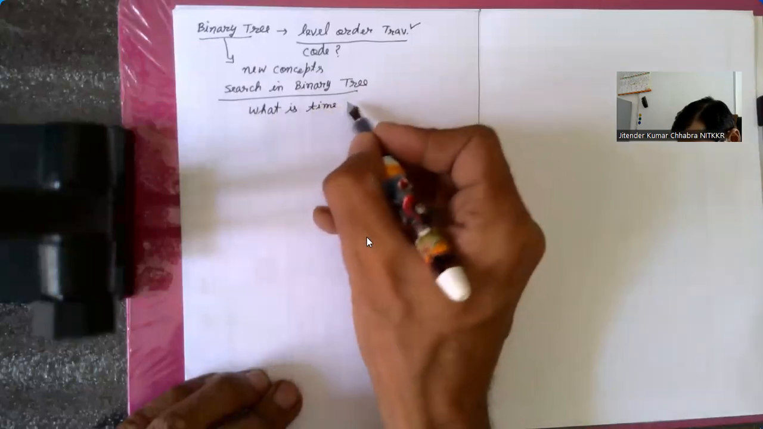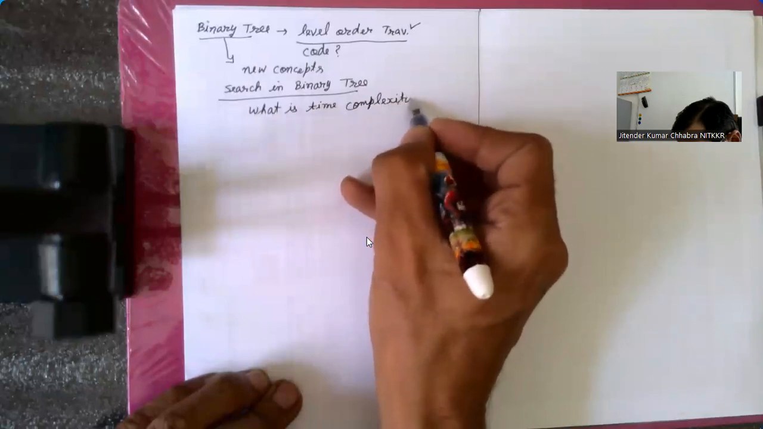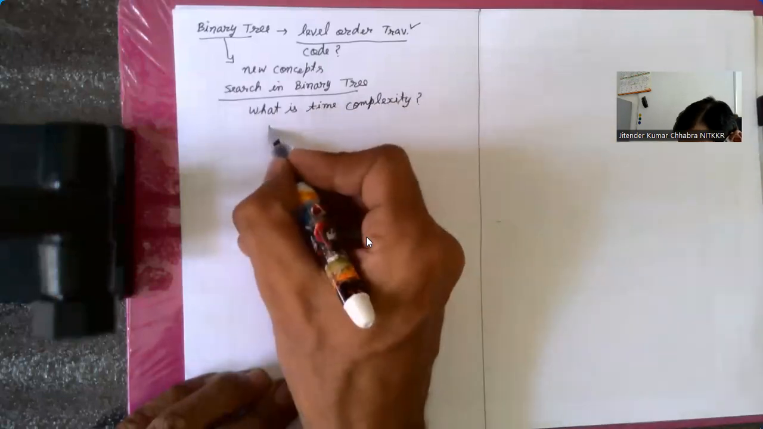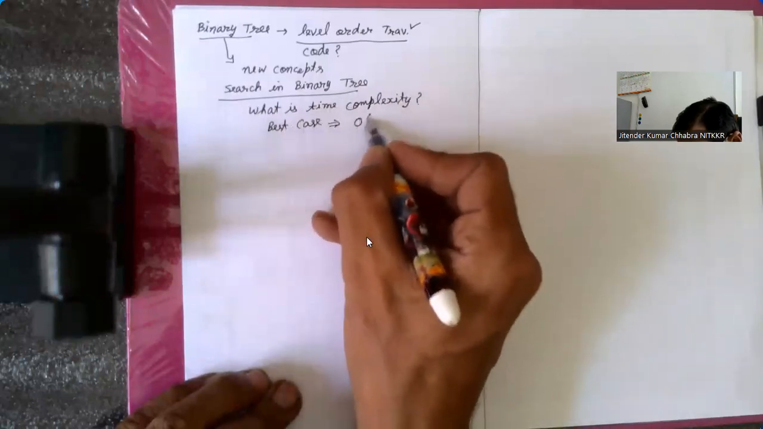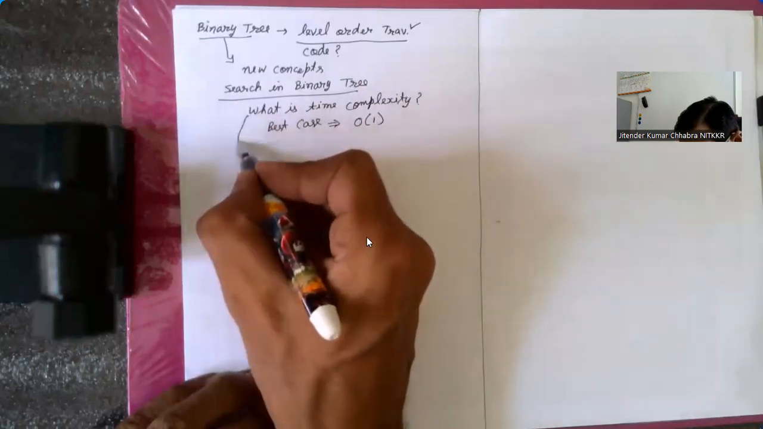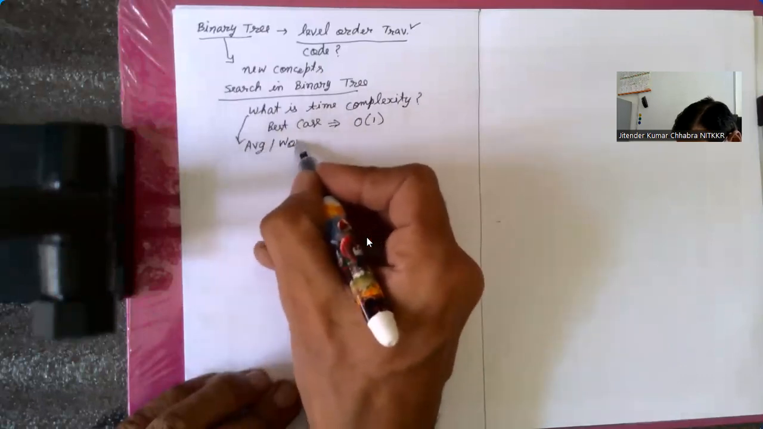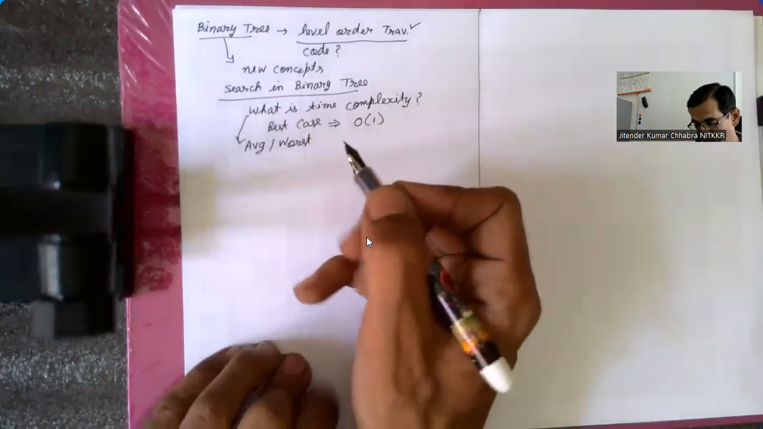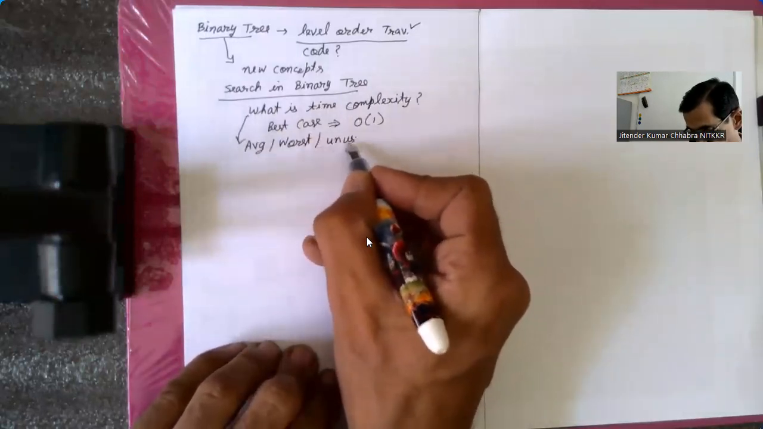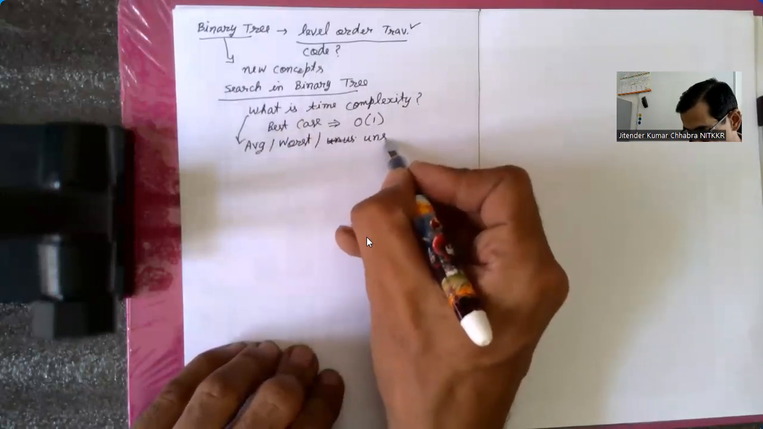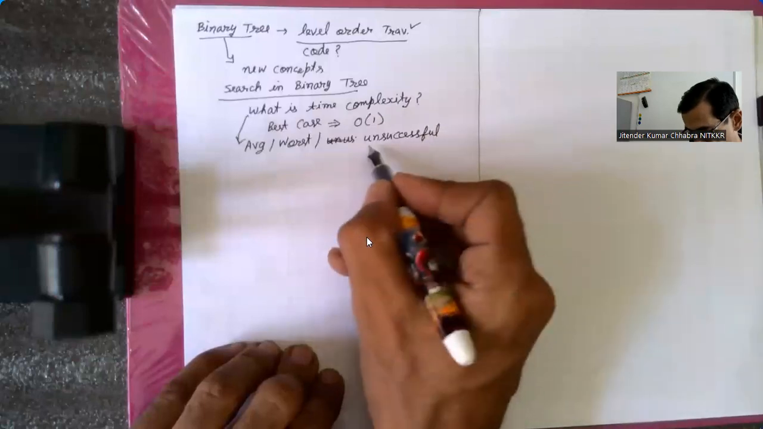Of course, I am not talking about the best case, because the best case means the data was available at the root itself, so the best case time complexity is order of 1. That is not in doubt. For the other cases, I'll say average case or worst case. A worst case could mean even unsuccessful cases also. So if I have an unsuccessful search, then that is also a worst case situation.